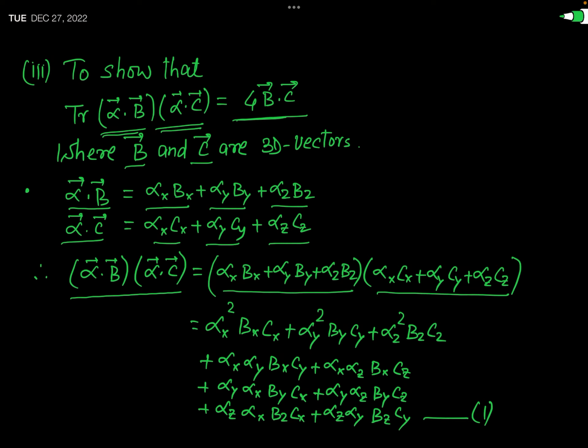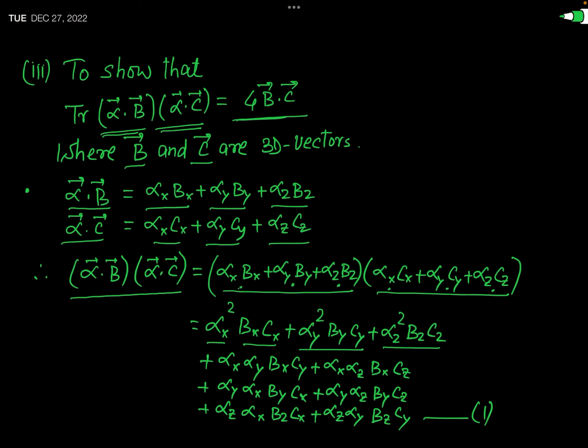See here, when we take the product of alpha x bx, or you can say when we operate this alpha x bx on this alpha x cx, the result will be alpha x square bx cx. And when you take the product of alpha y by with alpha y cy, the result will be alpha y square by cy. And the product of this alpha z bz with alpha z cz will be alpha z square bz cz.